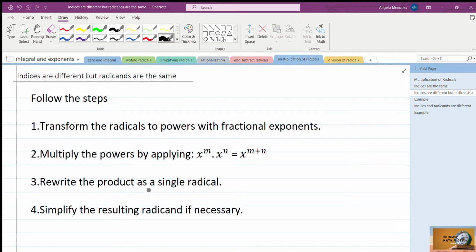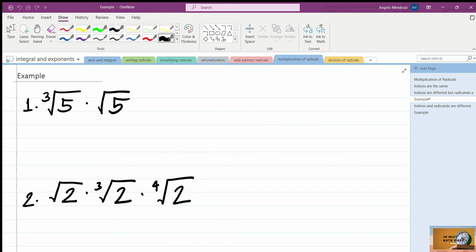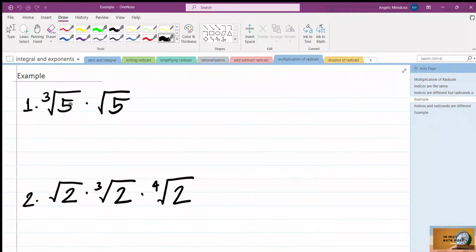Number 3, rewrite the product as a single radical. Number 4, simplify the resulting radicand if necessary. Okay, so let's have our examples here. Number 1, you have the cube root of 5 times the square root of 5. So they have the same radicand but differ in index.